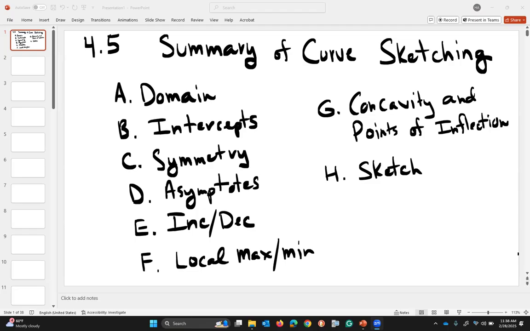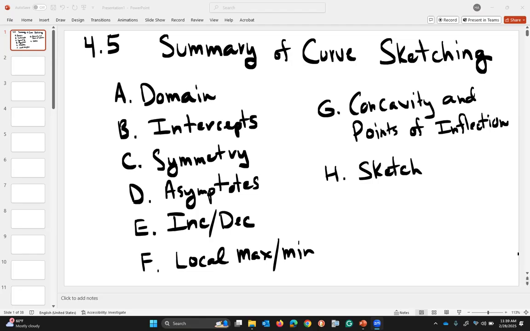It's something we learned in Algebra 2. Do you guys remember doing domain in Algebra 2? Intercepts: the y-intercept, you plug in zero for x. For the x-intercepts, sometimes you have to factor to figure out where they are. Symmetry: something could be even, which is symmetry across the y-axis, or odd, which is symmetry about the origin, or sometimes no symmetry. Asymptotes are things that make the denominator equal 0, so they break the graph.